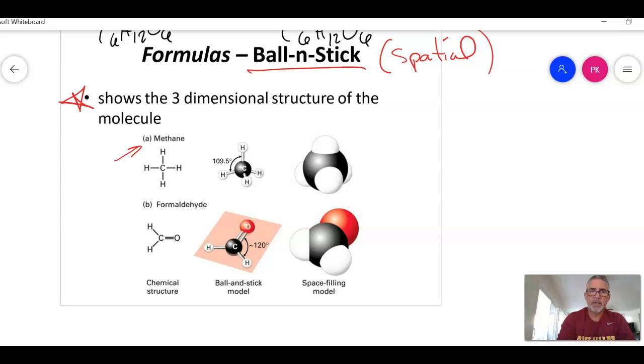The spatial formula here shows atoms in their relative size to each other and how they're attached. So, different types of formulas, and then we'll continue to reinforce them as we go. That's it for now.